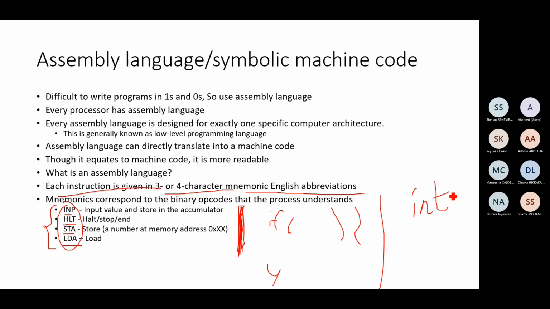Something we can understand. All of these are again English abbreviations, but the difference between these and high-level code is that the assembler can directly translate all of these instructions to machine code. But whatever we use in high-level languages cannot be directly translated into machine code, a processor-understandable code. That's the difference.